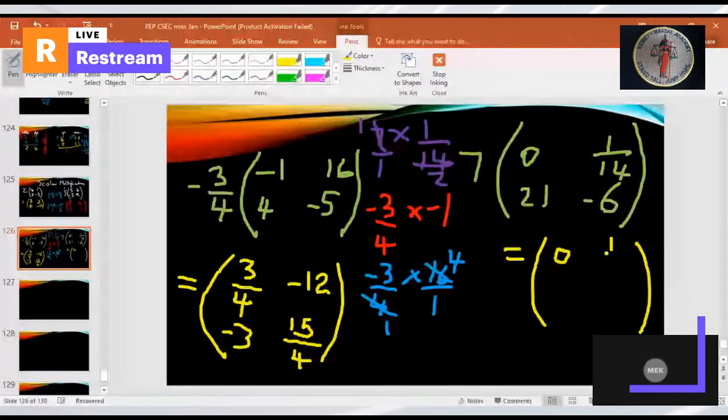7 times 21. So 7 ones are 7, 7 twos are 14. And 7 times negative 6 is negative 42. All right, so that's it for the scalar multiplication.